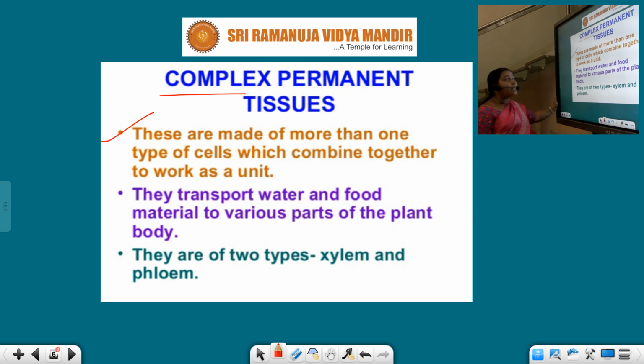These are made up of more than one type of cells; different cells will combine together to work as a single unit.